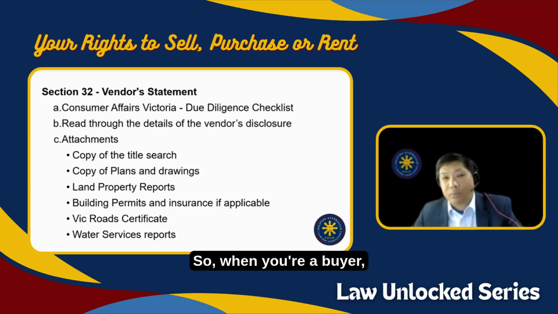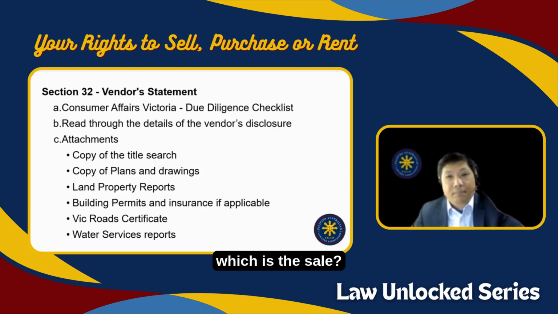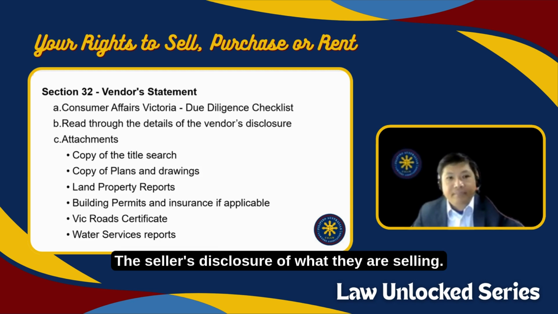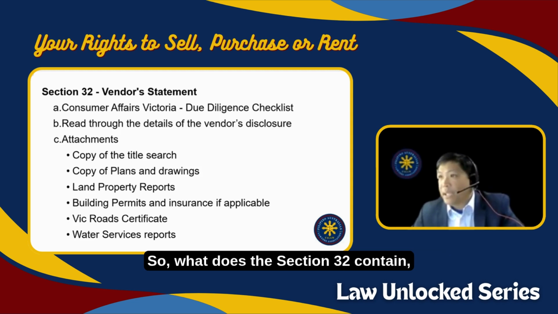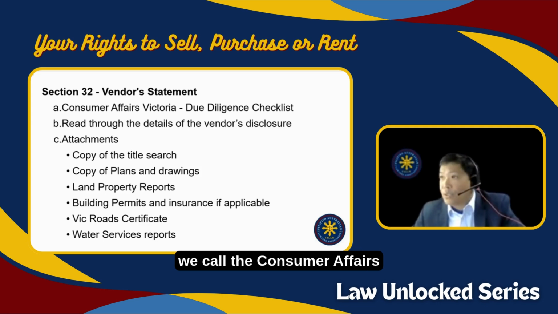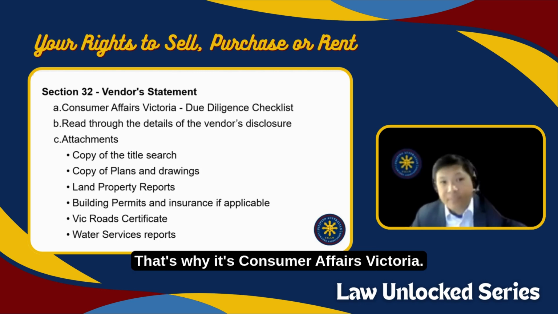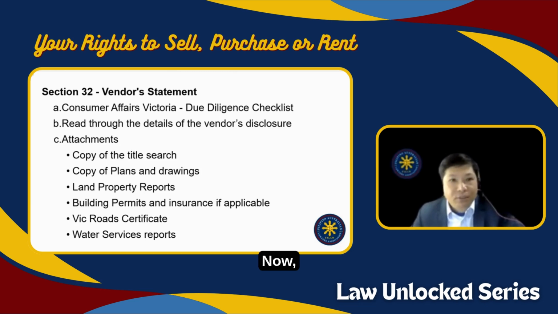So when you're a buyer, most often than not, the agent would say, "Would you like to have a copy of the Section 32," which is the seller's disclosure of what they are selling. So what does the Section 32 contain, right? First and foremost, it has to have what we call the Consumer Affairs Victoria's due diligence checklist. Again, just to repeat what I've said earlier, we are talking about a property transaction specific to Victoria. That's why it's Consumer Affairs Victoria.